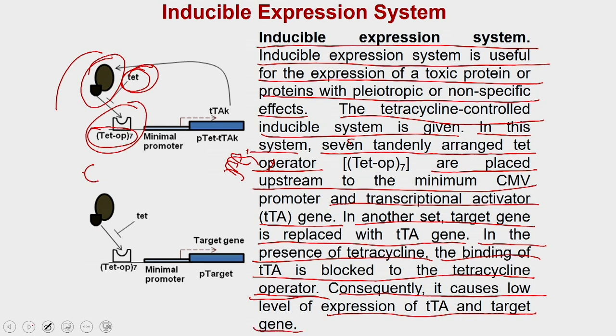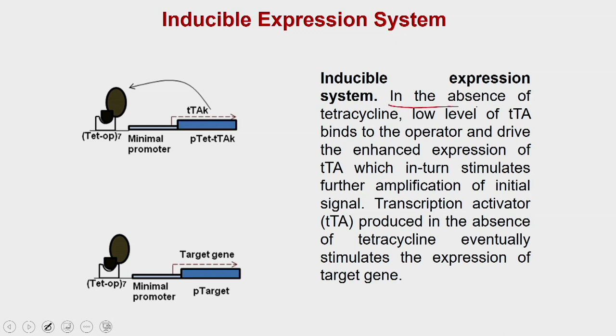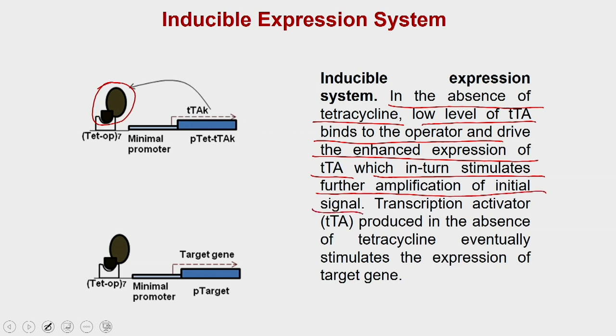But once you remove the tetracycline, in its absence a low level of TTA binds to the operator, and that enhances the expression of TTA, which in turn stimulates further amplification of the initial signal. The transcription activator TTA produced in the absence of tetracycline eventually stimulates the expression of the target gene, which means that once you remove the tetracycline, the low level of TTA will bind to the operator and stimulate the production of the foreign gene as well as the TTA protein.